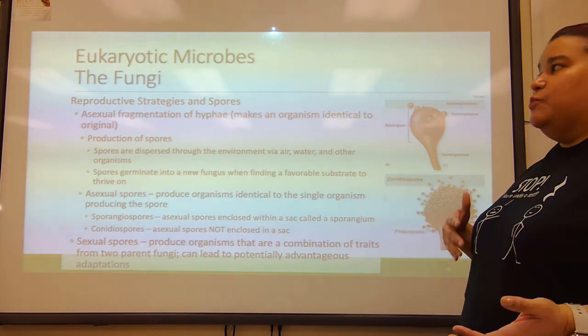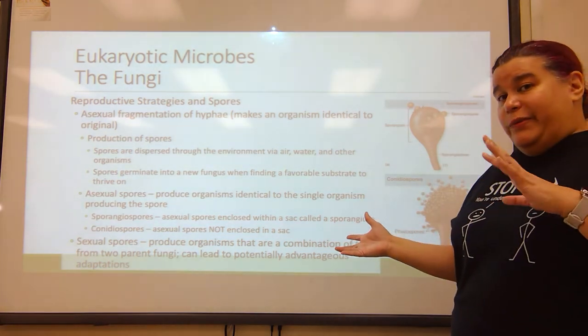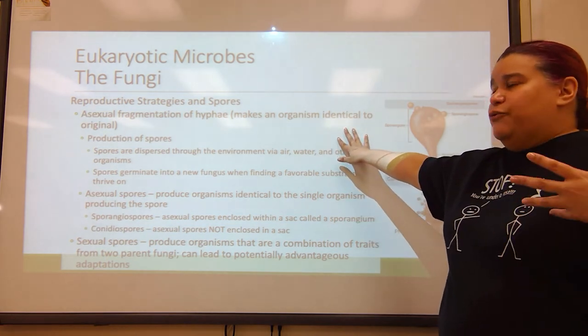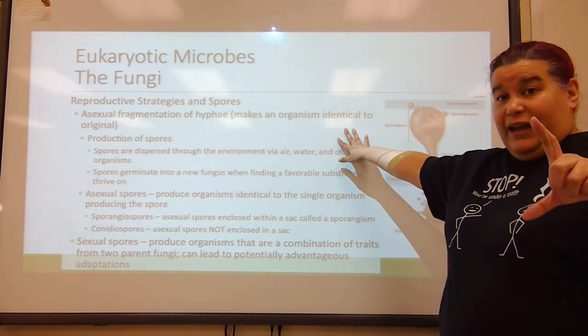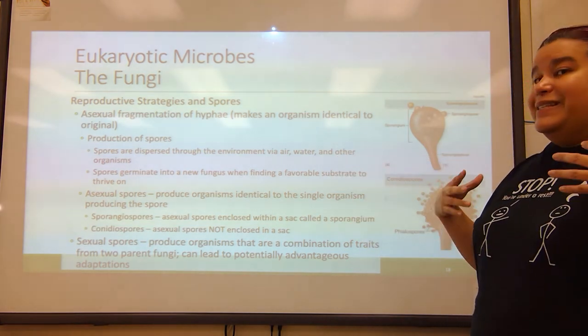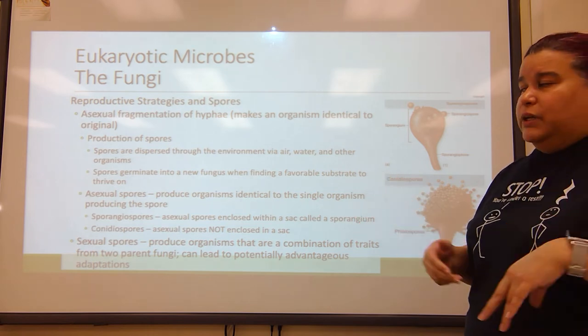Reproductive strategies and spores. So spores are one way that we can do asexual reproduction. Another way, though, is called asexual fragmentation of the hyphae, of those long strands. It makes an organism that is identical to the original. So basically I'm making a clone, okay?